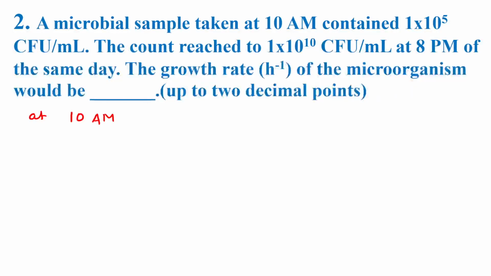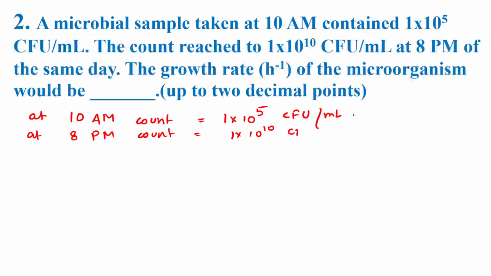count is 1 into 10 to the power 5 colony forming unit per ml. At 8 pm on the same day, the count is 1 into 10 to the power 10 colony forming unit per ml. So total time taken, we can calculate it. 10 am to 8 pm, that is 10 hours. We have to calculate the growth rate over here.